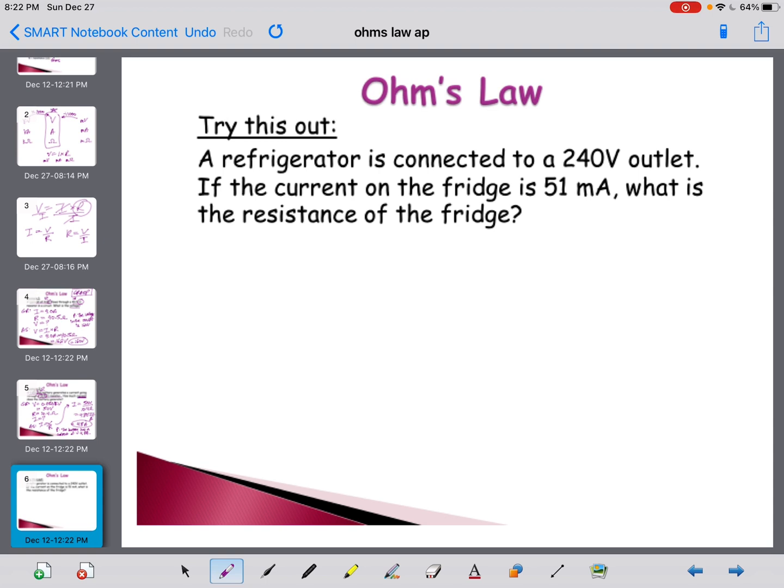Okay, so here is one for you to try. So a refrigerator is connected to a 240 volt outlet. If the current on the fridge is 51 milliamps, what is the resistance of the fridge? So pause the video and give this a try. See how you do.